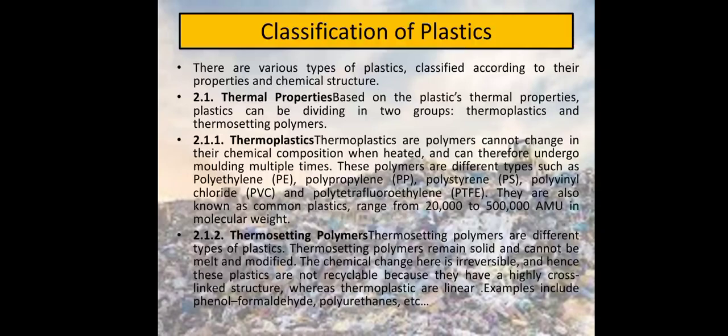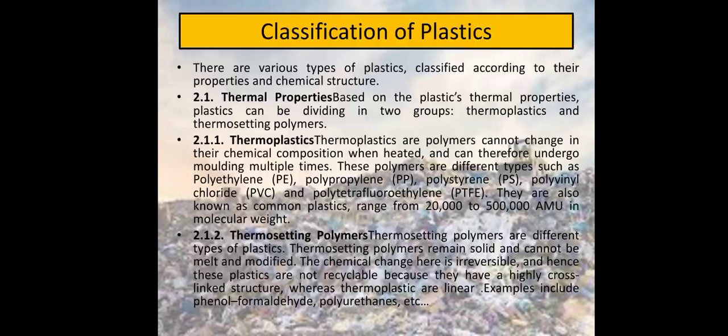The thermosetting polymers are a different type of plastic, and majorly they remain solid and cannot be melted and modified. Means there is no modification of these plastics. Once we prepare them, they keep the same structure. The chemical change here is irreversible, we cannot reverse the chemical changes carried out within them, and hence these plastics are not recyclable. These are responsible for creating a major problem as there is no recycling of these plastics. The thermoplastics can be recycled, but these thermosetting polymers cannot be recycled.